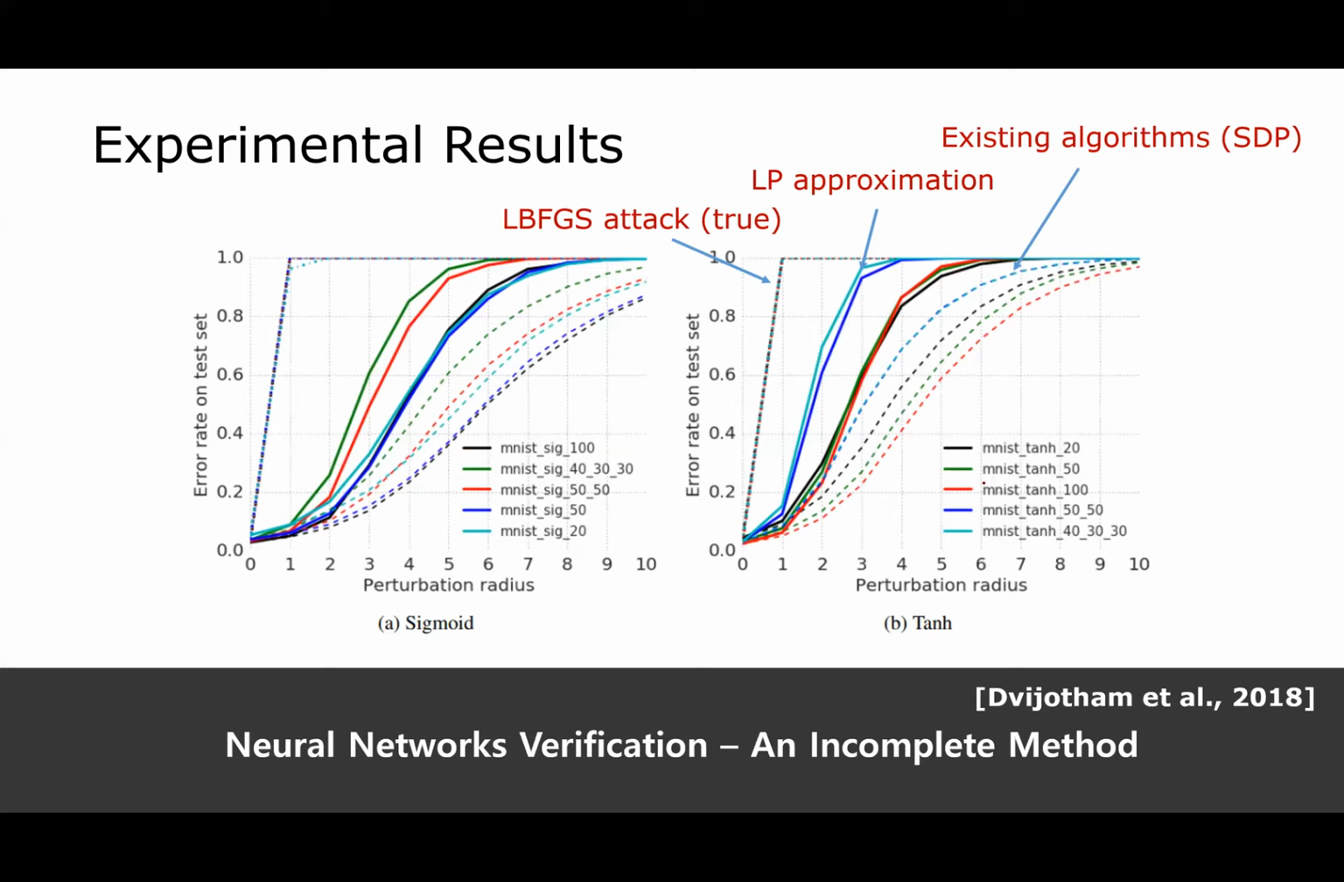So when they apply it to synthetic data and MNIST synthetic data, this is actually the attack which verified how much error comes around the corner, when the error is actually found. And when they compare with the existing algorithm, this LP approximation algorithm found a better upper bound than the existing method. These are the proposed one, and these are the existing one.